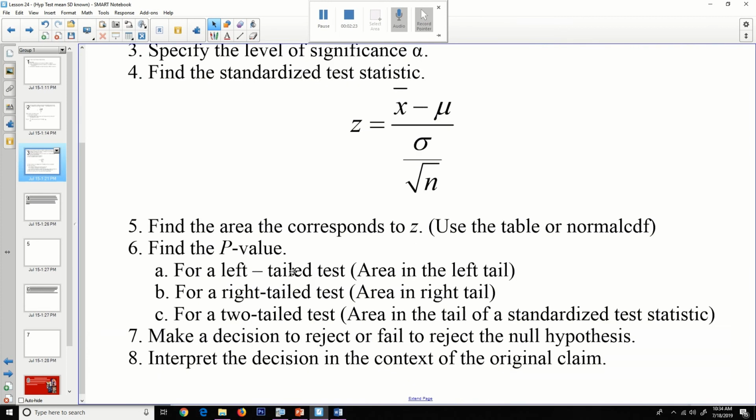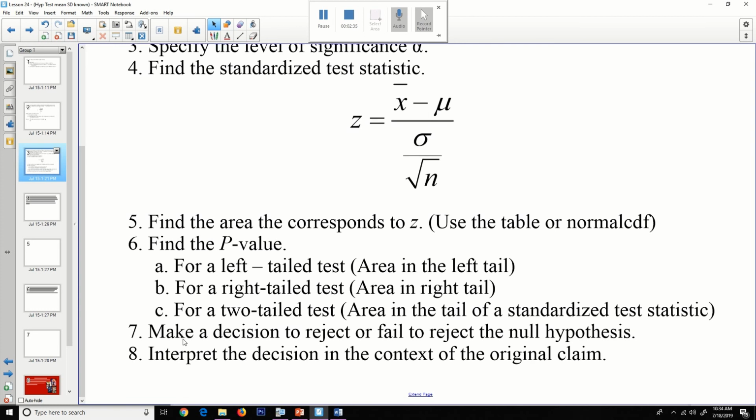And then for a left tail test, we'll find the area of the left tail. For a right tail test, we'll find the area of the right tail. And for a two-tailed test, we'll find the area of the standard test statistic. Then make a decision whether to reject the null hypothesis, and interpret the decision in the context of the original claim. So I've got two examples here.